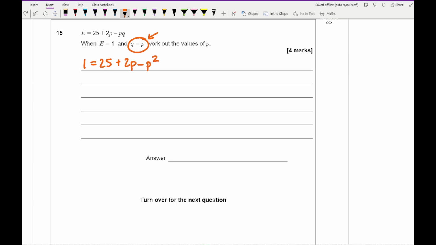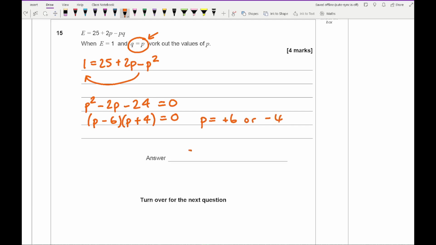Now this is slowly starting to look like a quadratic. So if I take all of this over to this side, keeping p squared positive, I end up with p squared minus 2p minus 24 equals 0. Now from this, I need to factorize the quadratic, or I could use the quadratic formula to solve. But here I'm going to end up with p minus 6 and p plus 4 equals 0. So p is going to equal positive 6 or minus 4. So here I'm just going to write 6 or minus 4.